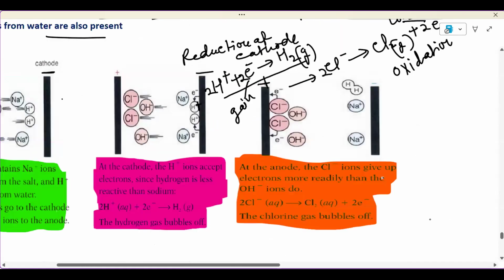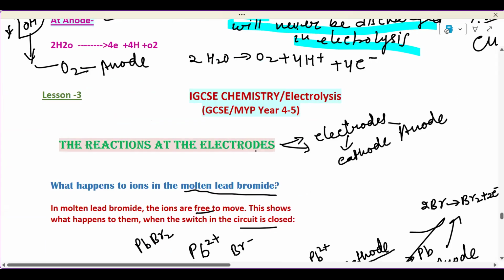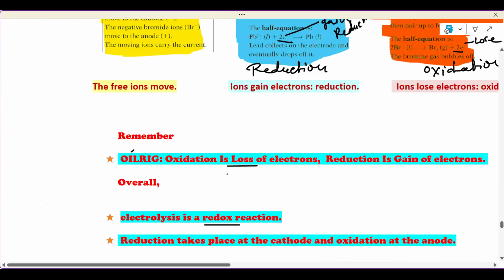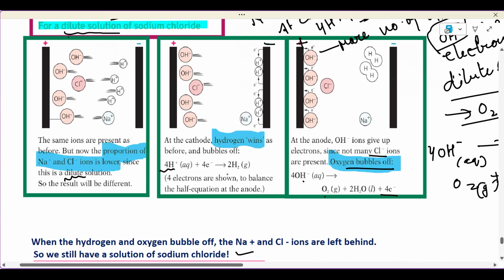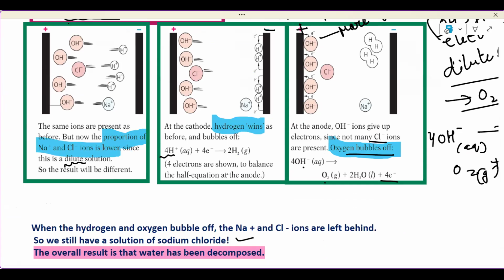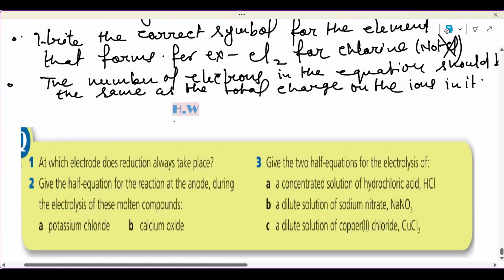Now we are familiar with the reactions at the electrodes, and we have got the behavior of cations and anions towards anode and cathode, right? Here's the homework. Try to do this yourself. We will discuss this in the next session.